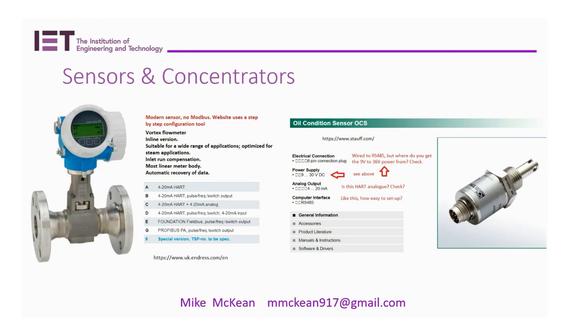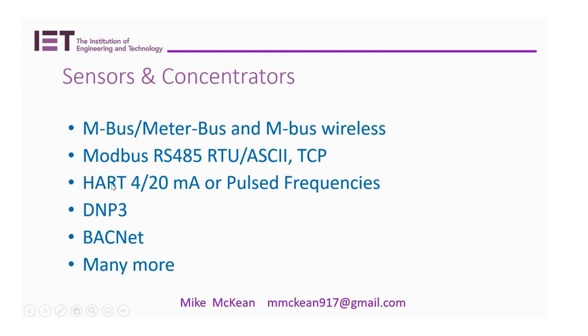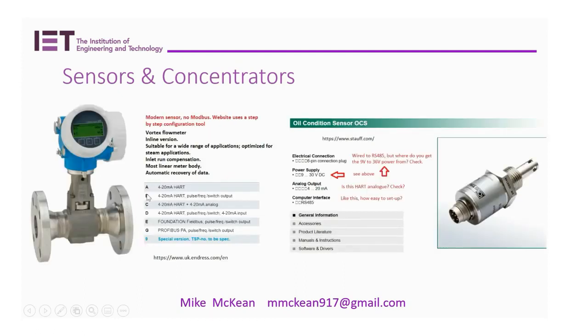So I mentioned before that there's something called HART 4/20 milliamps. And if you glance down, the A, B, C, D, E, F, G are different ordering numbers. This one measures flow, pressure, etc. in the oil and gas environment, and this one measures the condition of oil. So when you're measuring oil condition, you're not talking about oil pressure or oil temperature. It's actually the chemical status of the oil. That sensor on the right can cost like £1,200.